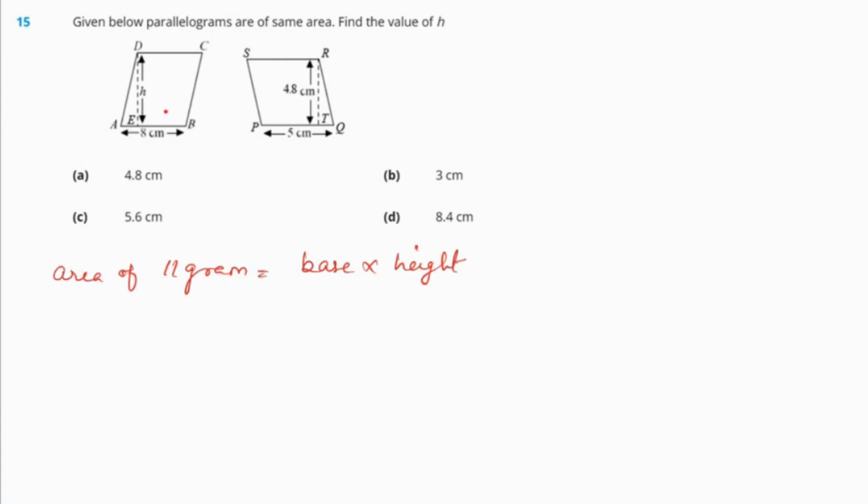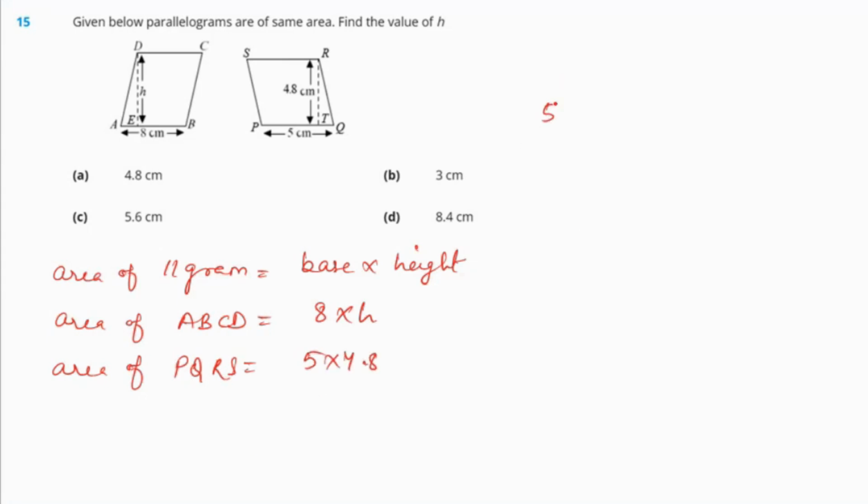Okay, so if we are going with the area of ABCD, that should equal base 8 and height h. And if we are going to figure out the area of parallelogram PQRS, that should be base 5 and height 4.8. So both need to be equal. So 5 times 4.8 should equal 8 times h.